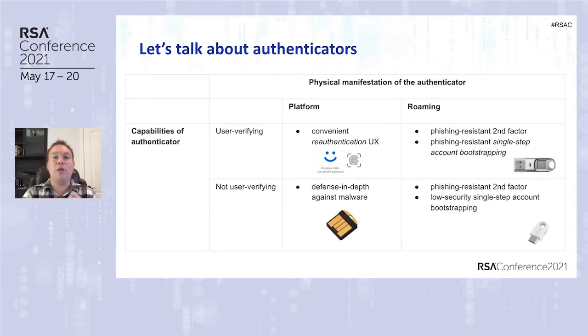I'm going to briefly mention the other two types of authenticators that we haven't discussed here. The roaming user verifying, that's a brand new type of physical security key manifestation, which can also identify a user. How does it identify a user? Well, either you have to authenticate to the local security key by using a PIN code, or the security key might have a fingerprint sensor that you can tap to actually activate it.